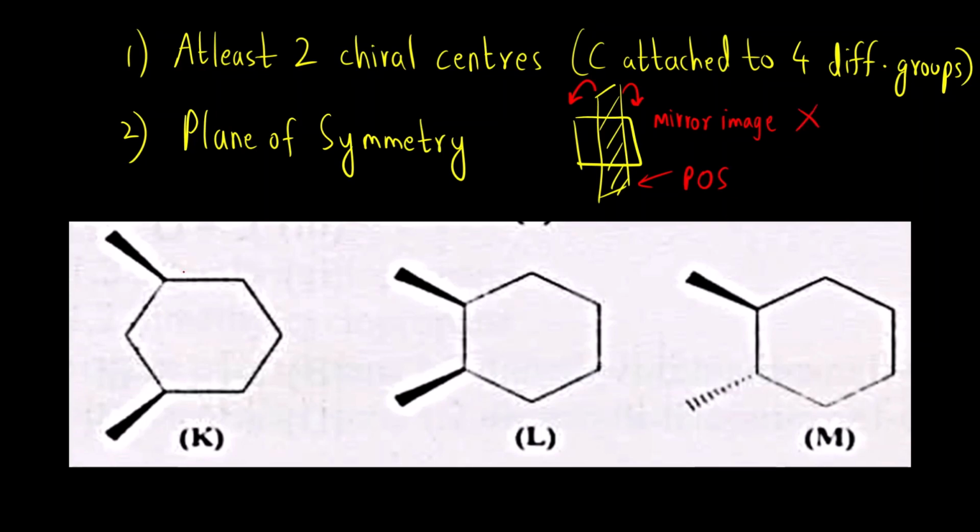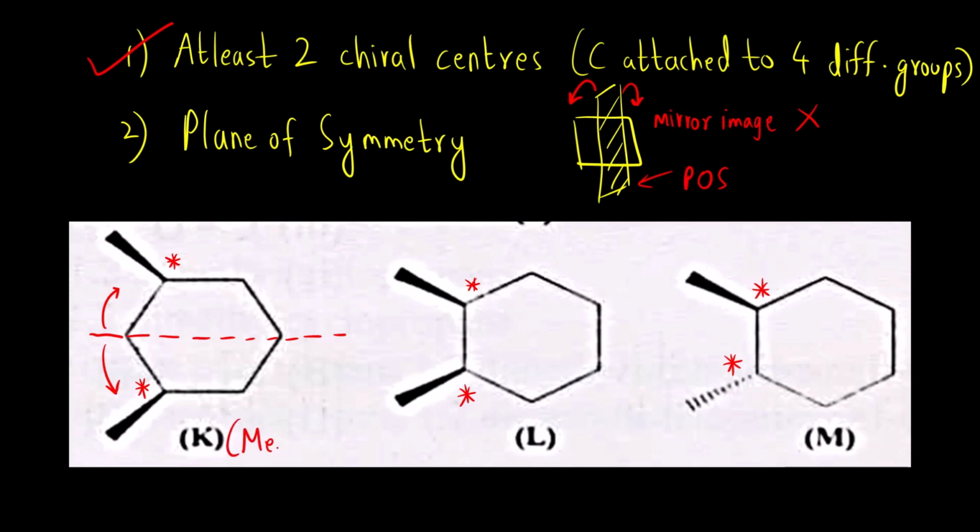So in all the three molecules, you can see that there are two chiral centers. In K, there are two chiral centers. In L, there are two chiral centers. And in M also, there are two chiral centers. So the first condition is satisfied by all the three molecules. Now we have to check for a plane of symmetry. Now here, is there any plane present? K, yes. If I draw a plane passing through the molecule like this, you can see this is exactly the mirror image of the other half of the molecule.